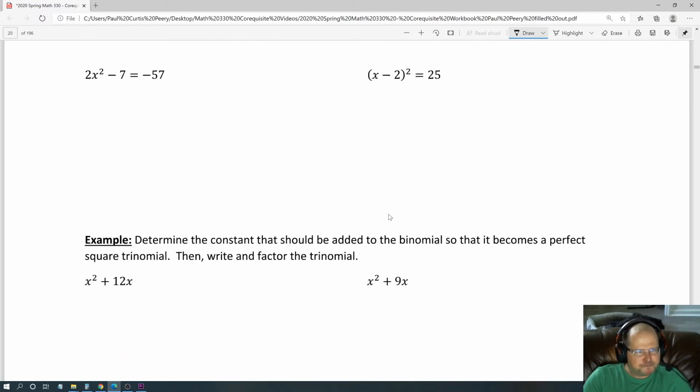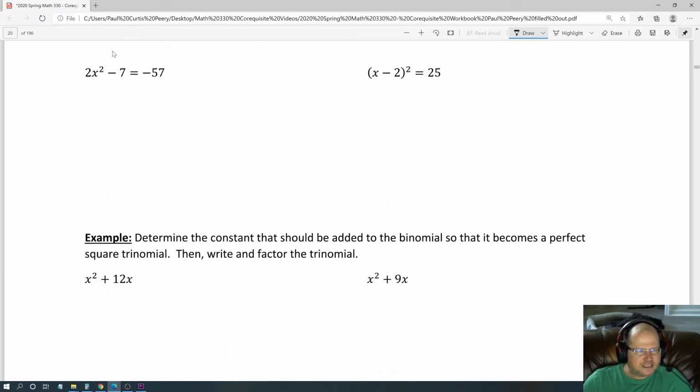Okay, let's try another one. Again, we want to get the entire term with the x squared by itself first, which means we undo the subtraction through adding 7. Whatever we do to one side, we do to the other. Cancel, cancel. We end up with 2x squared is equal to -50. So we undo the multiplication of x squared by 2 by dividing by 2. Whatever we do to one side, we do to the other, giving me x squared is equal to -25. Next, we take the square root of both sides.